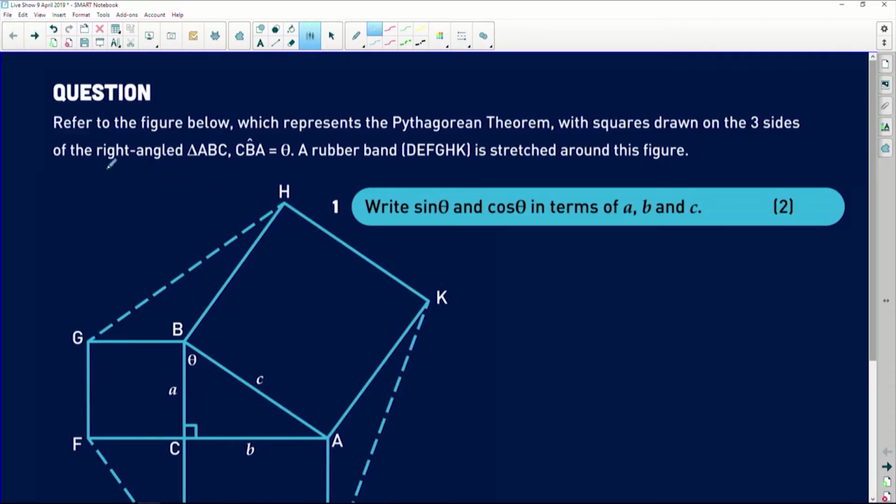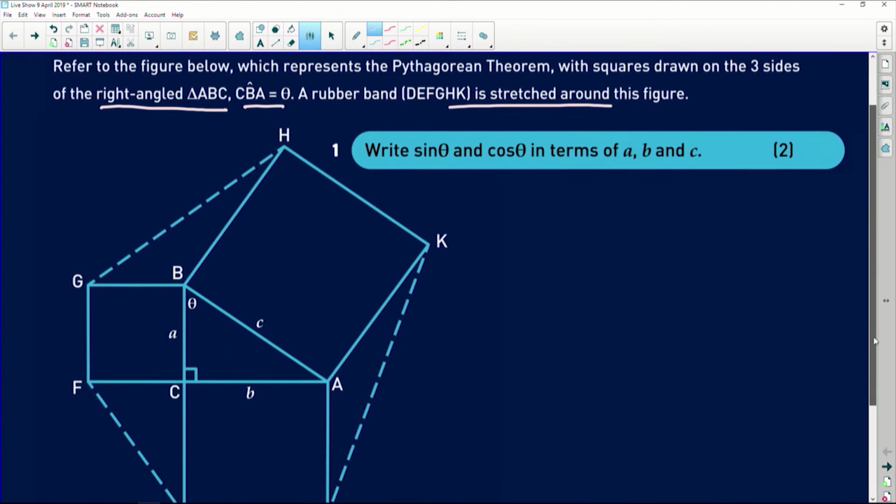Okay, that's quite a question, Ayanda. Thanks for that. The first time I saw this question, I was a little bit worried because I don't know how to answer it. But I managed to do it, and let's have a look at what it has to say. So the first two parts are quite easy. It says, refer to the figure below, which represents the Pythagorean theorem, where squares are drawn on three sides of the right-angled triangle ABC. Angle CBA is equal to theta, and the rubber band DEFGHK is stretched around this figure.